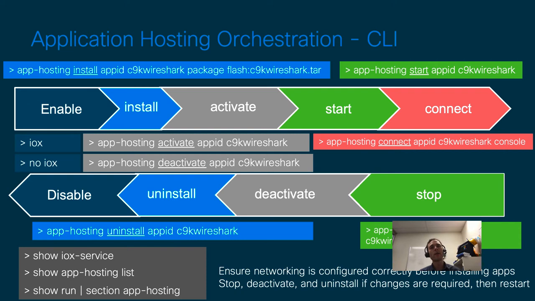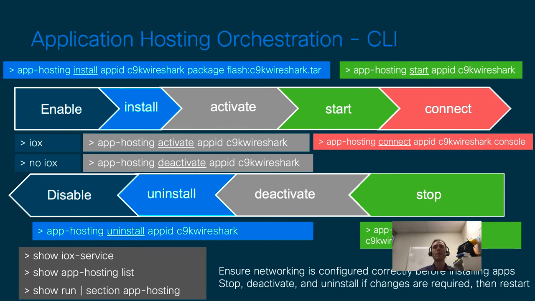This is the slide that talks about the application hosting orchestration within the CLI. There are a couple of steps to take. The first one we talked about is configuring the interface and then configuring the feature. But before you do that, the IOx framework needs to be installed. IOx is the framework responsible for launching and maintaining the Docker containers within IOS XE. So we need to enable IOx and then follow the workflow here to install, activate, and start the container.